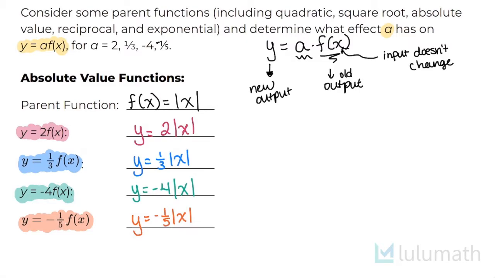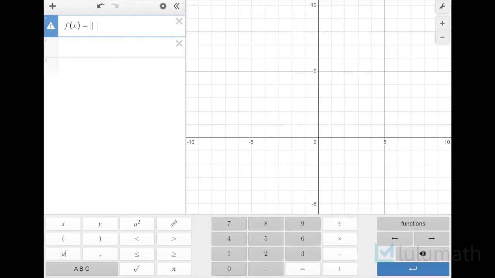If you notice, none of these values, the 2, the 1/3, the -4, the -1/5, none of these values are affecting our input. Our input is still just the x. So let's go ahead and use the graphing technology. We'll use Desmos to see what this is going to look like. So our parent graph is f of x is equal to the absolute value of x, and this is the general shape that we get when we have an absolute value graph. This is the simplest graph that we could have.